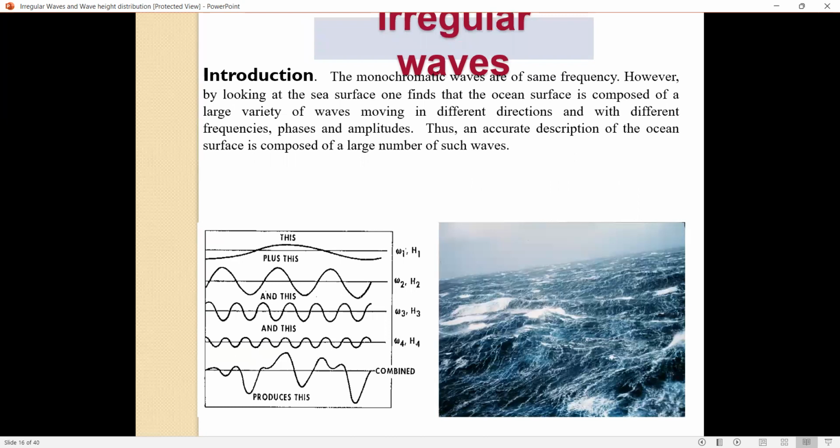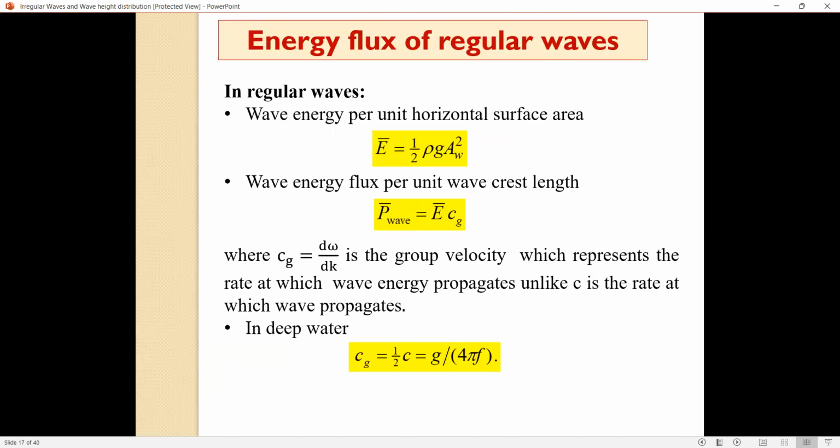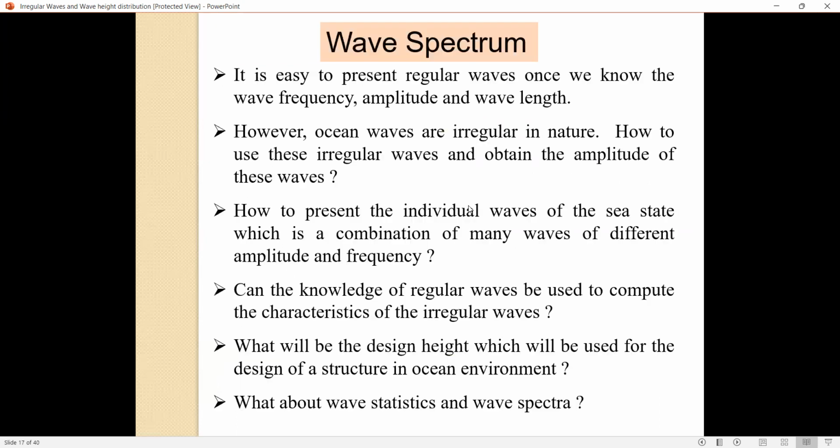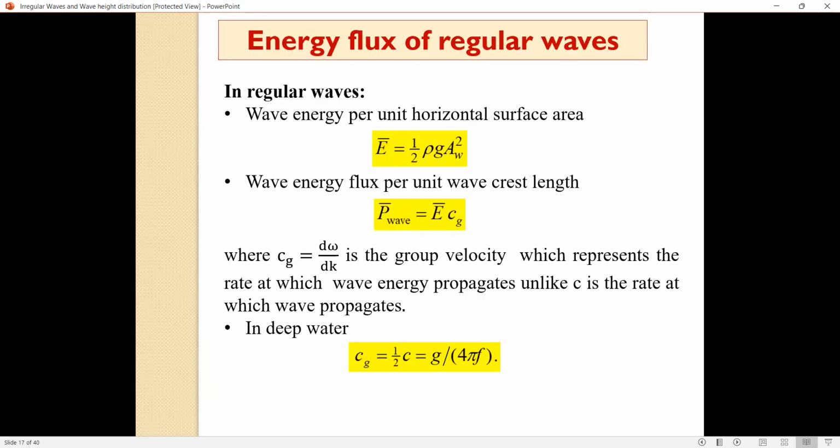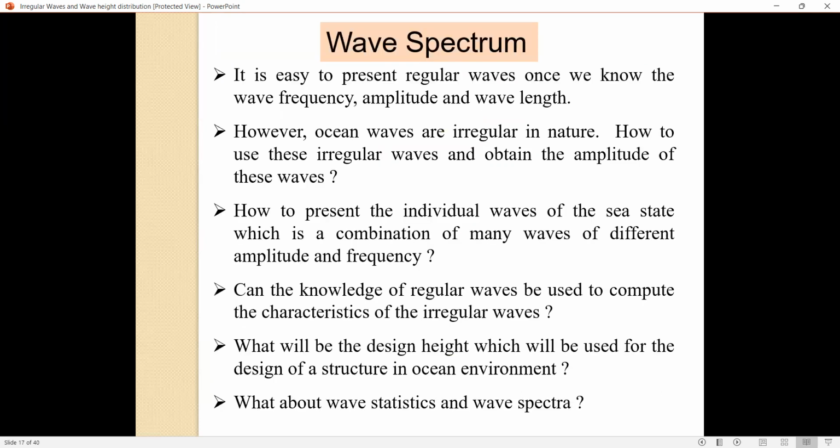Anyway, so irregular waves. In the case of regular waves, the energy is given by rho g a squared, whereas the wave energy flux is given by this. And on the other hand, what will happen in this context? I will talk about it for regular waves too, and then for irregular waves. These are some of the questions.